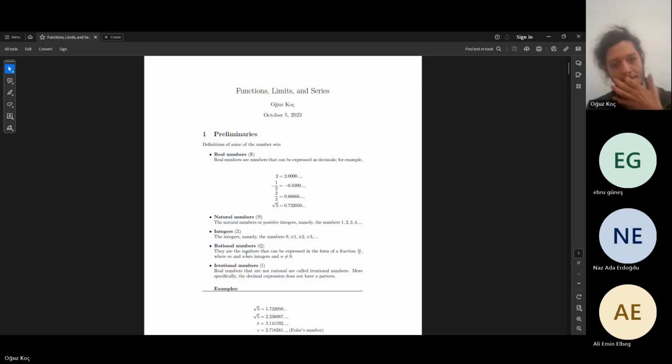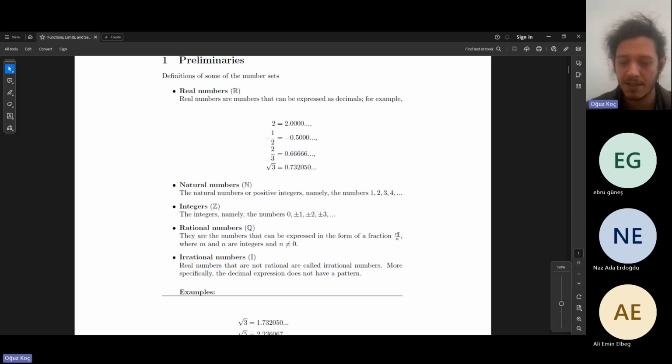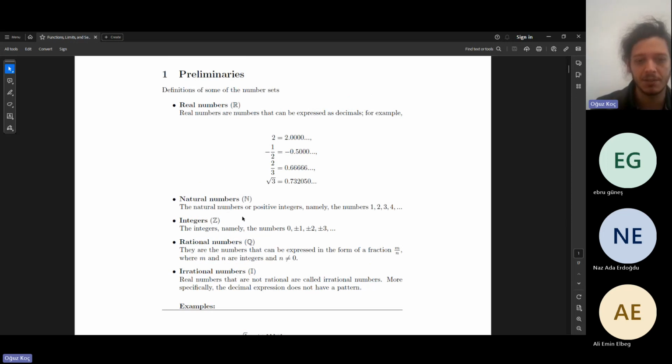Rational numbers are the fractions that can be written as m over n. We have a numerator and denominator. The important rule is that n has to be not equal to 0. And then we have the irrational numbers. These are the numbers whose decimal part does not have a pattern.